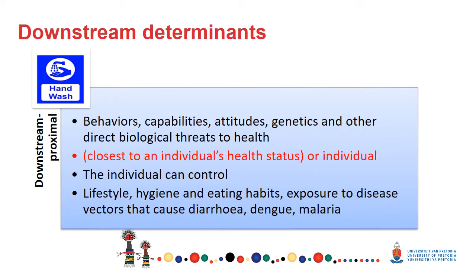Downstream determinants of health include the individual's behavior, capabilities, attitudes, genetics, and other direct biological threats to health. These are closest to an individual's health status, and the individual is actually in control. This includes things such as lifestyle, hygiene and eating habits, and exposure to disease vectors that can cause diarrhea and other diseases such as malaria.